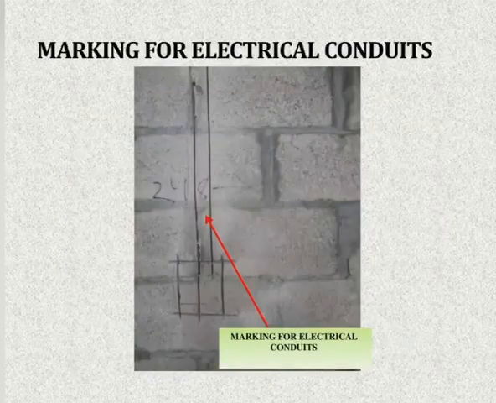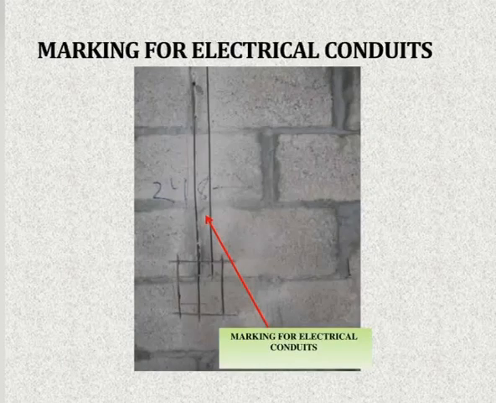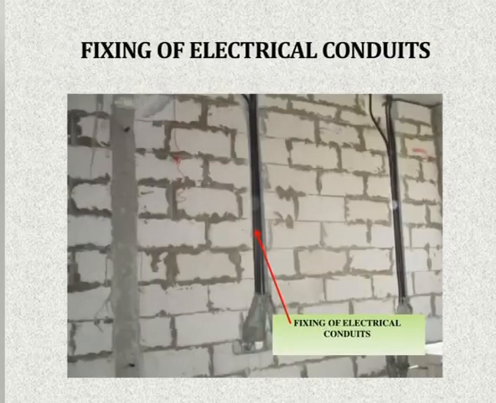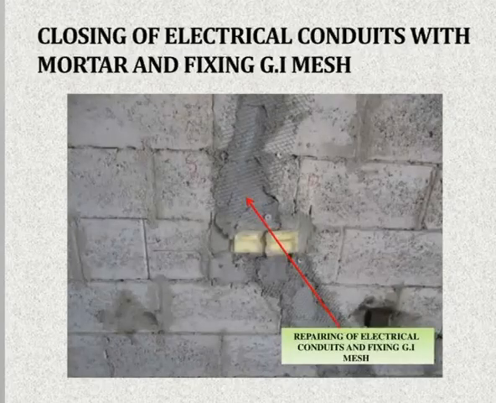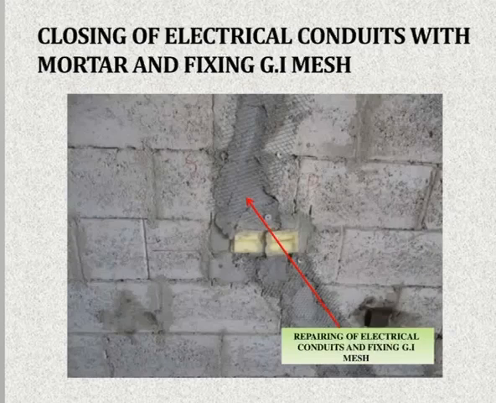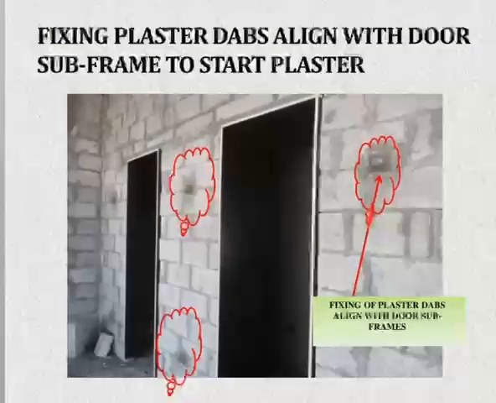We have electrical conduits in the walls. So in the walls, we will do the marking where we have the electrical conduits and sockets. We'll do a little grinding and chip off. Just keep in mind we should not damage the block work. We'll fix the PVC pipe and electrical sockets, and after fixing, we'll cover with mortar. After repairing with the mortar, we have to fix a GI mesh on the repair. If we do not fix the GI mesh on the repair, it might crack at these areas.